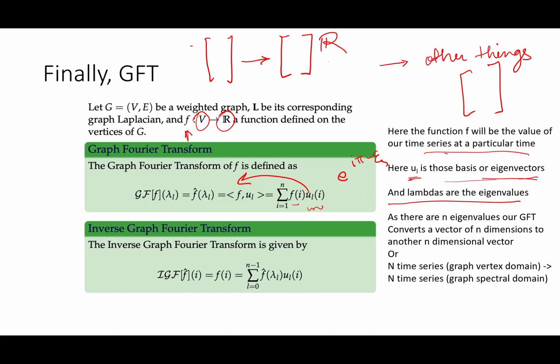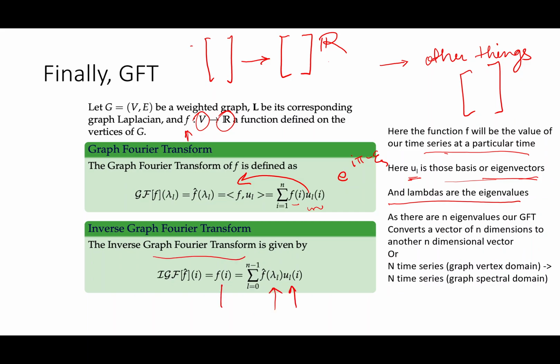I hope I've given you a moment to think about it. As you can see, the inverse graph Fourier transform is also not that different, because we take those eigenvectors, multiply them with their particular coefficients, and add them all together. Our hypothesis is that all of them will come together to form the original function f(i). That's what the GFT is.